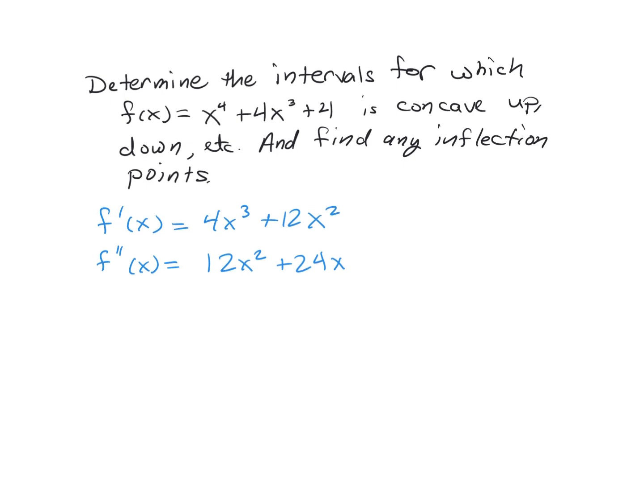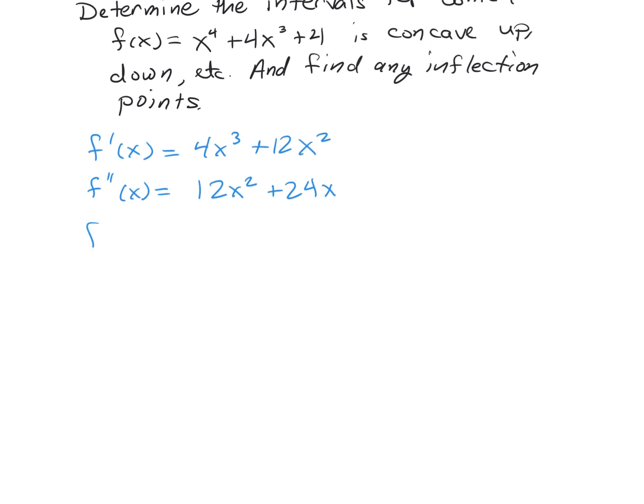And so we'll start off by first factoring it. And we could factor out a common 12x. Leaves us with x plus 2. So you notice by inspection, there's two values of x that make our second derivative equal to 0. We've got x equals 0, and we've got x equals negative 2.